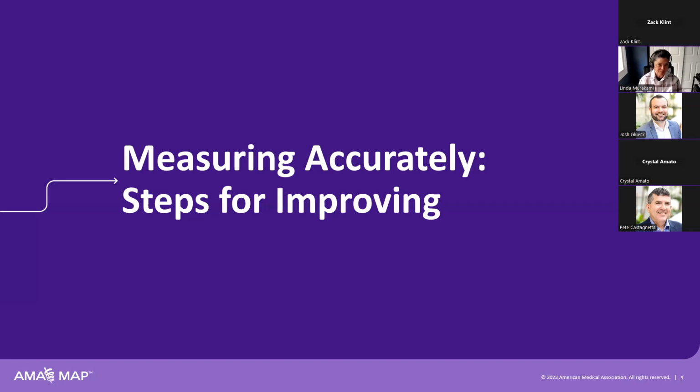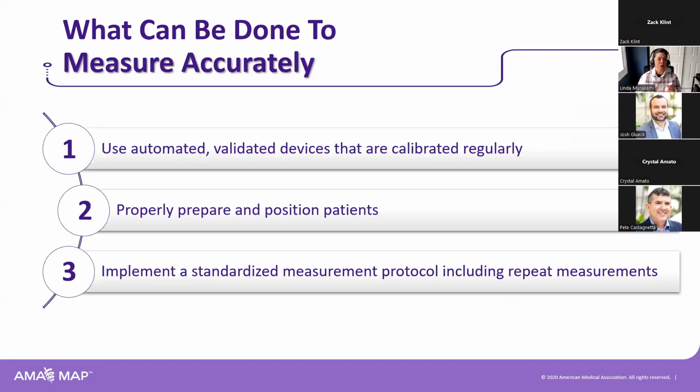Now let's talk about our steps for improving. Accurate representative blood pressure measurements are essential for diagnosing and managing hypertension. And for that, we use automated validated devices that are calibrated regularly, properly prepare and position our patients, and then we want to implement a standardized measurement protocol, and we want to make sure we include repeat measurements.